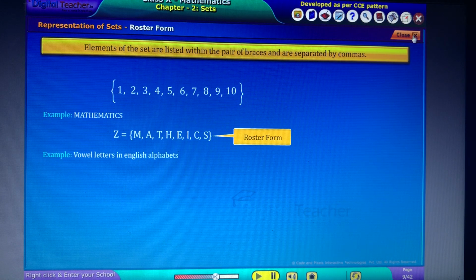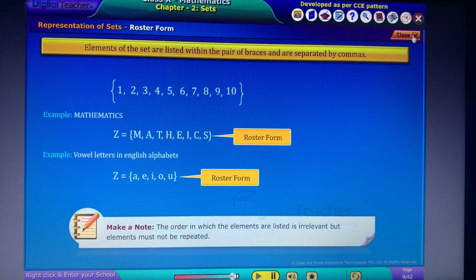Example: the set of all vowel letters in the English alphabet. Its roster form is written as Z equal to the set of letters A, E, I, O, U. Note that the order in which the elements are listed is irrelevant, but elements must not be repeated.